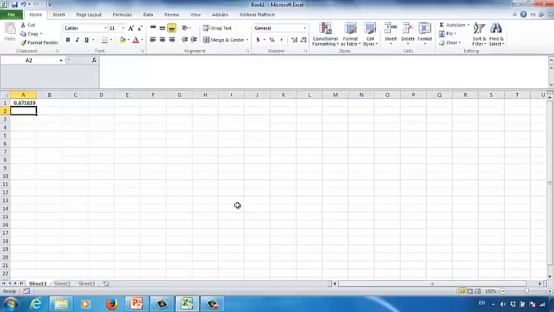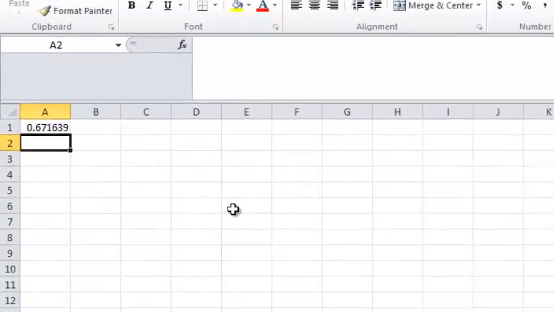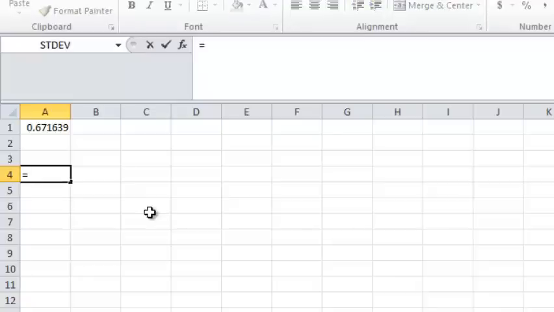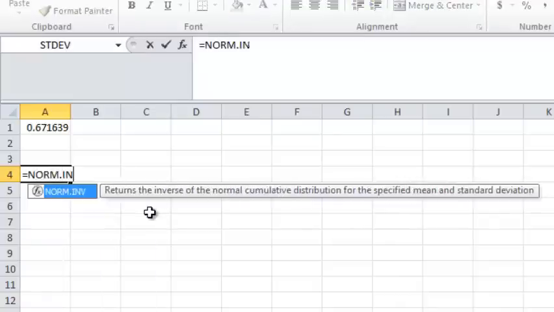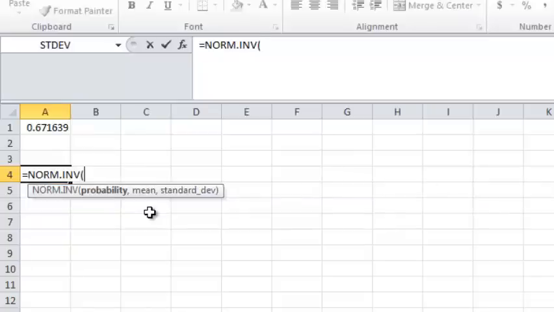Some classmates may have another question. If we are given a particular probability, can we find the value corresponding to that probability? Yes, we can. We need to use the norm.inv function to find the value. Let's find a new empty cell and then type in equal sign and then type in norm.inv and then left parenthesis. Norm still represents normal distribution. INV represents inverse. That means we have already known a particular probability. Now we want to find out which event is likely to occur at that probability.